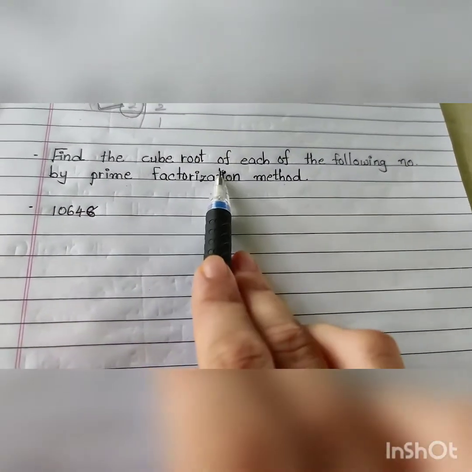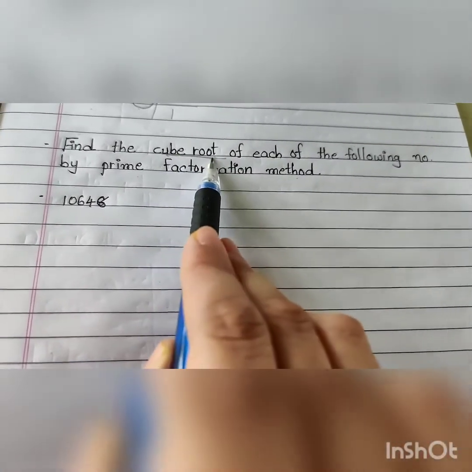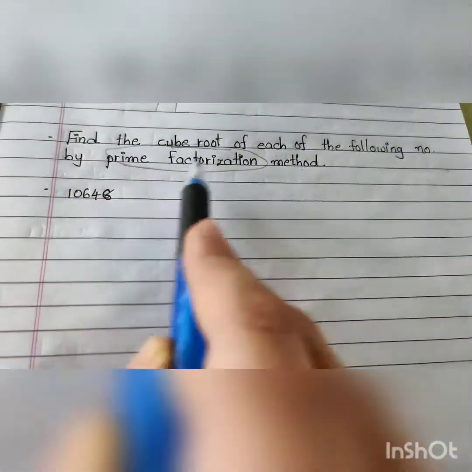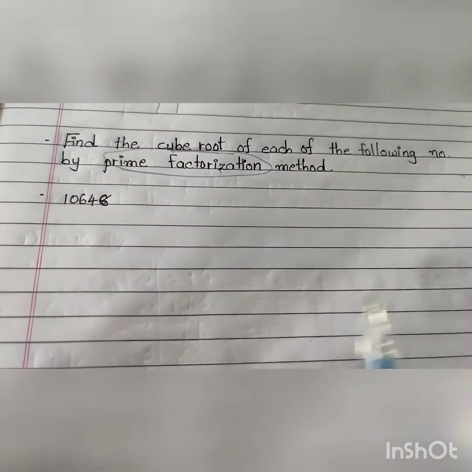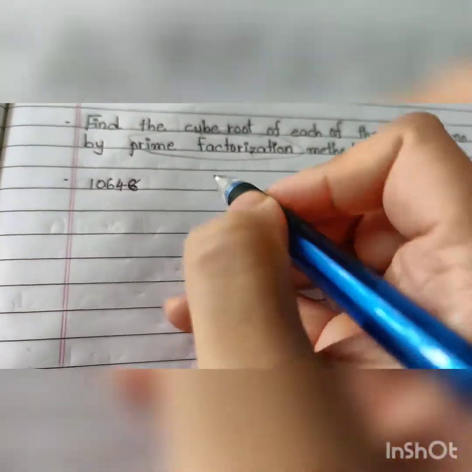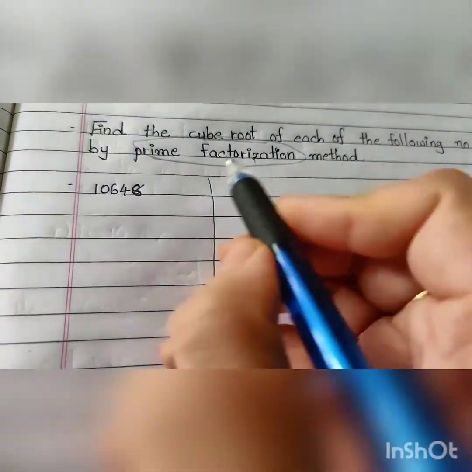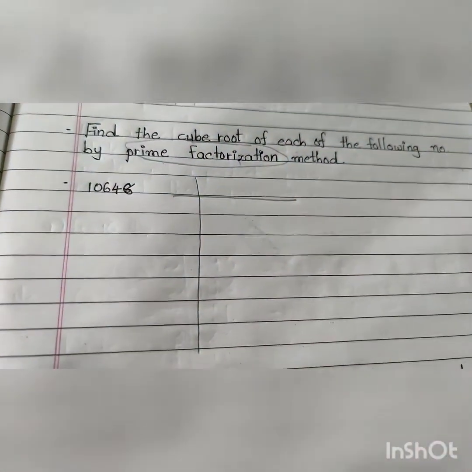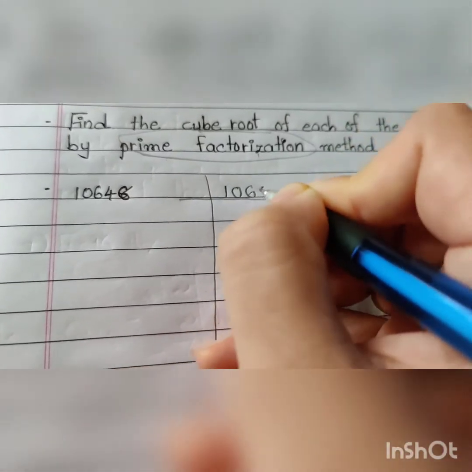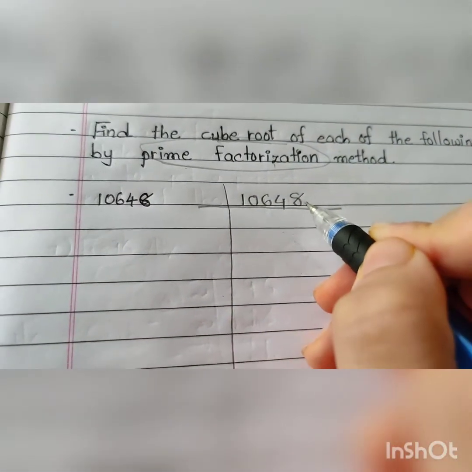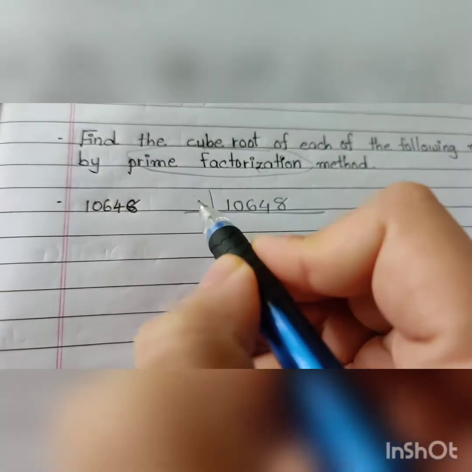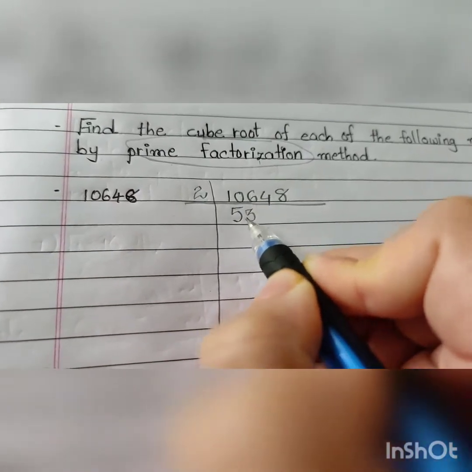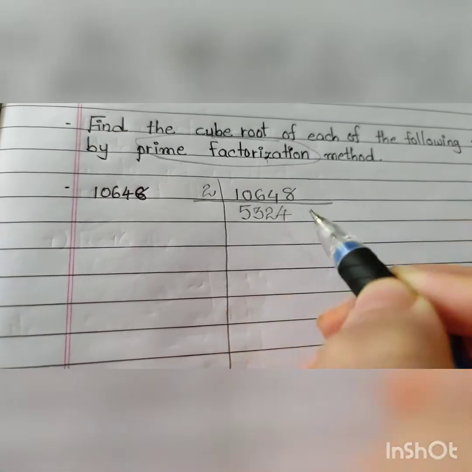Find the cube root. Means here you have to find out the cube root of each of the following numbers by prime factorization method. Here they have specified the method, that is prime factorization. So first you will go with the prime factorization of the given number, that is 10648. Now see, this 8 is even number, means we can continue with 2. So 2 5s are 10, 2 3s are 6, 2 2s are 4 and 2 4s are 8.